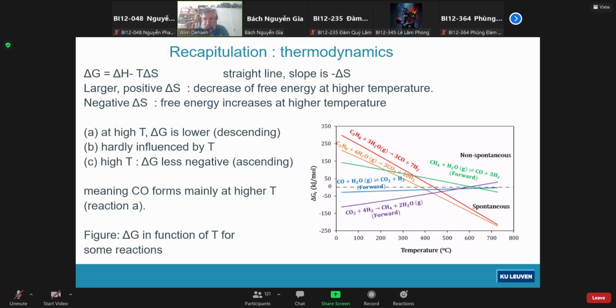So the slope is minus delta S of all of these different free energy equations. So here you can see how reactions with gases are influenced by the temperature, and it has to do with the free energy, and it has to do with the difference in entropy, which is the slope of the equation.